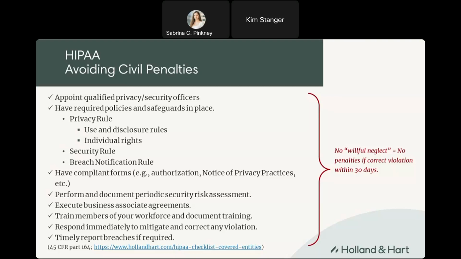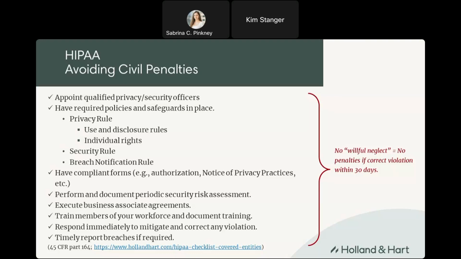Then if there is a violation, you need to respond immediately to mitigate and correct the violation. And if it's required under the breach notification requirements, make sure that you timely report that breach. Generally, if there's any question about whether or not you should report the breach, you should err on the side of reporting it, because chances are if you report it, it'll be like the final scene of Raiders of the Lost Ark. The report will go into the OCR's files and never be seen again. On the other hand, if you fail to report, then that can constitute willful neglect, and it's a mandatory penalty if the government should learn of that.